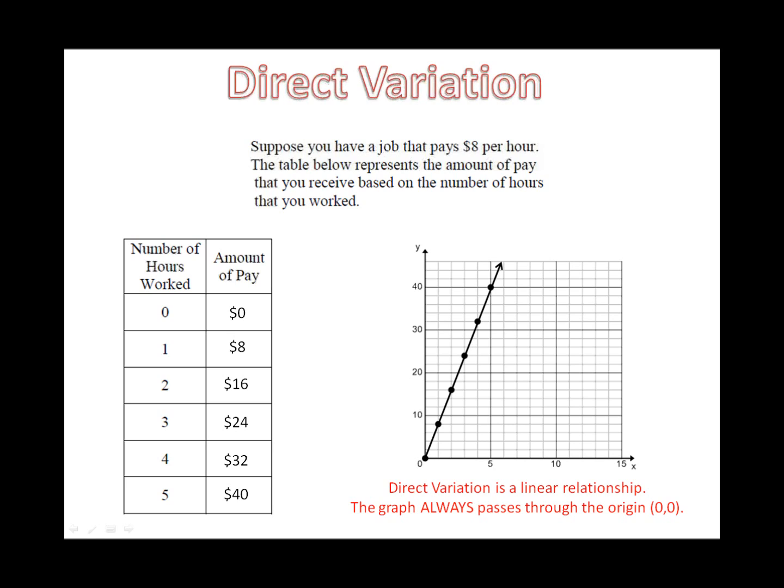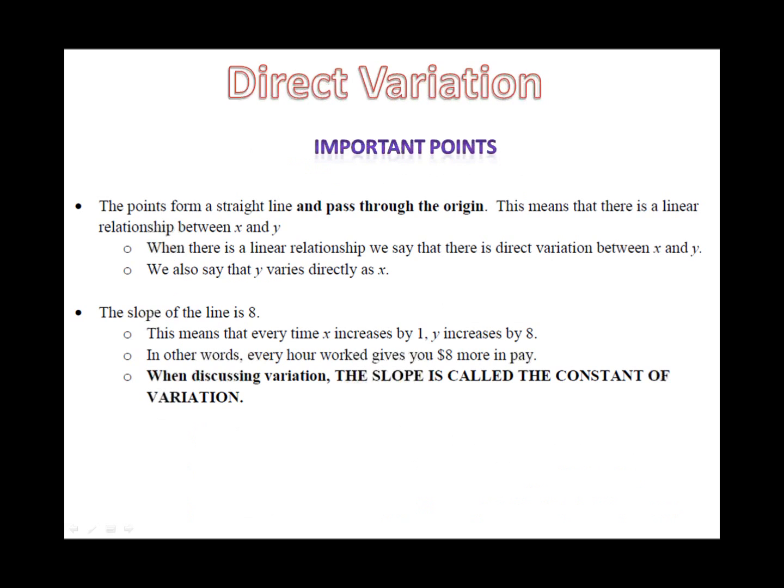When we have a linear relationship with direct variation, the graph has to pass through the origin, or through the point 0, 0. It cannot pass through any other point at the y-axis. It has to pass through the origin. Some important points to note. First of all, it does have to pass through the origin, and it does have to be a straight line. We say that there's direct variation between x and y, or we say that y varies directly as x. When we see that something varies directly, we know that it forms a straight line.